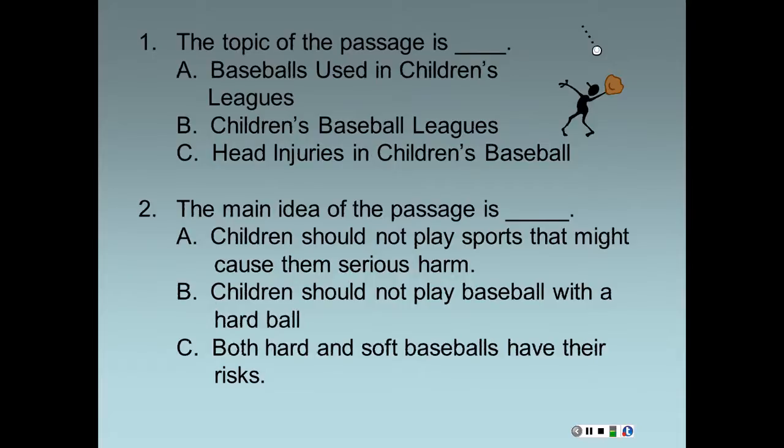The topic of the passage is, did you choose baseballs used in children's leagues? Choice A is the correct answer. Now complete sentence 2. The main idea of the passage is. The correct choice is C. Both hard and soft baseballs have their risk.